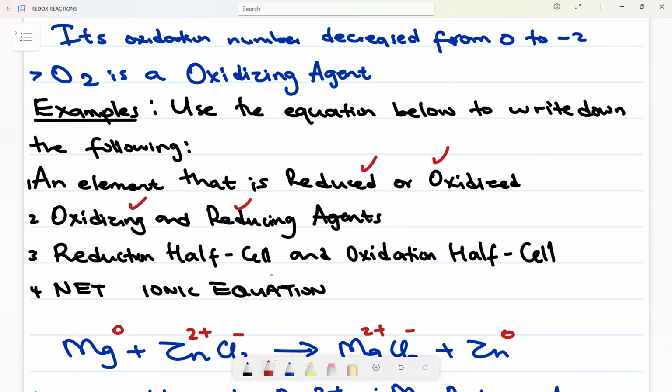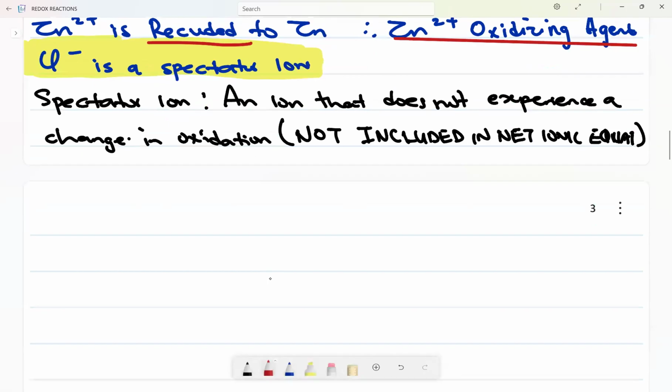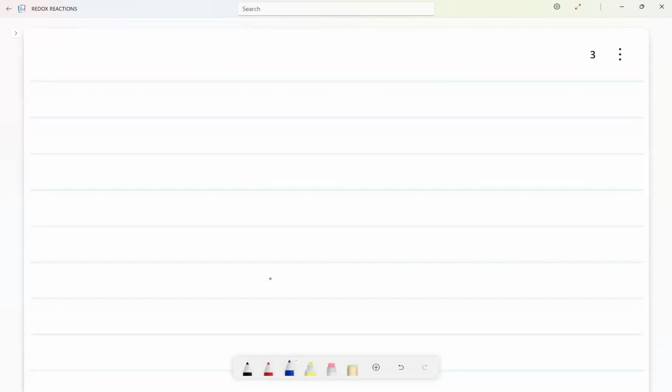Now we need a reduction half cell. Guys, for reduction half cell, I want you to look at it like this. I'm going to rewrite the example. It's fine.